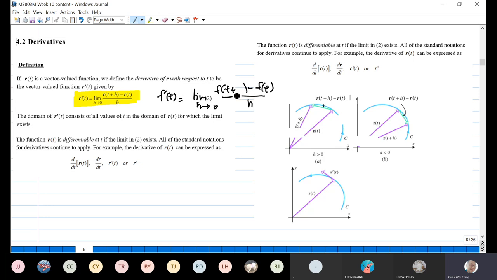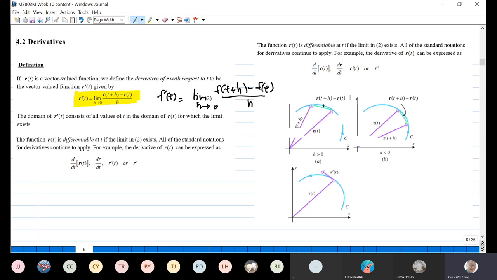This is similar to what we do in one variable calculus, what is meant by f prime of t. So you extend this definition to a vector function. For a vector function you have three components, i, j, k, and you do it for each component. Different notation, like r prime, is a way to write the derivative. When you say the vector function is differentiable, it means this limit exists.